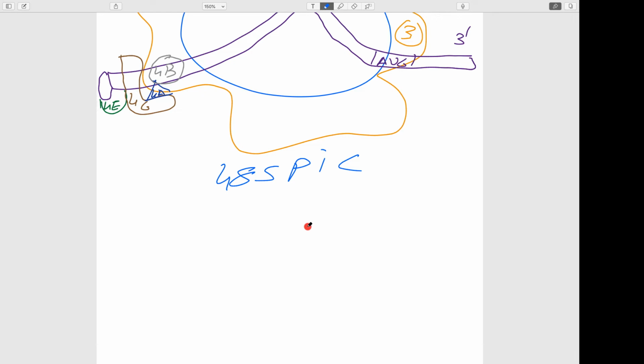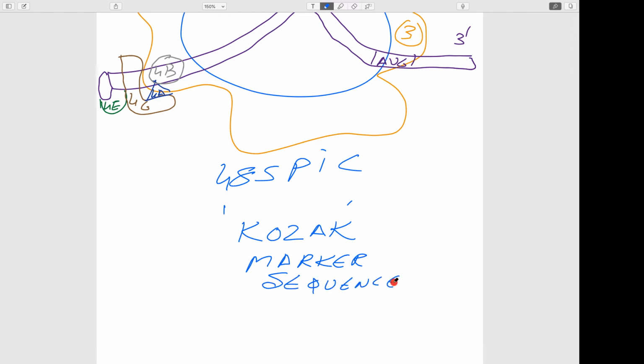But there is another type of sequence. That is the Kozak sequence. It is a marker sequence, a marker sequence for identification. So that is the Kozak sequence, not the Shine-Dalgarno sequence.